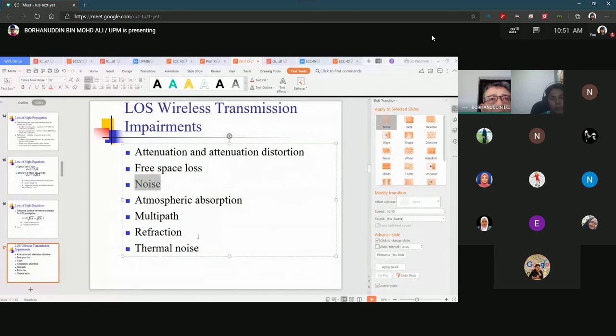Your receiver, using electronics, does generate noise that you cannot get rid of. So you just have to factor it into the design so that the received signal is much more than the noise generated in the system. Atmospheric absorption: there are certain phenomena where the atmosphere itself absorbs your signal, especially over long distance and satellite, due to ionization and whatnot. We mentioned multipath, we mentioned refraction. And just now I said thermal noise. This noise includes thermal noise, but there's also noise in the propagation channel itself. The one I mentioned just now was thermal noise in the receiver electronics.